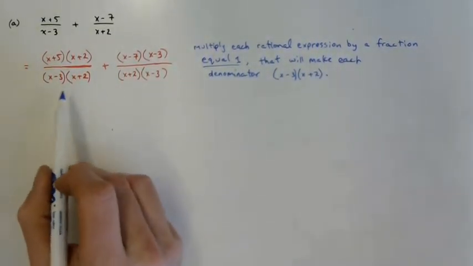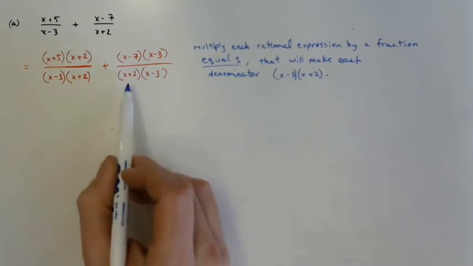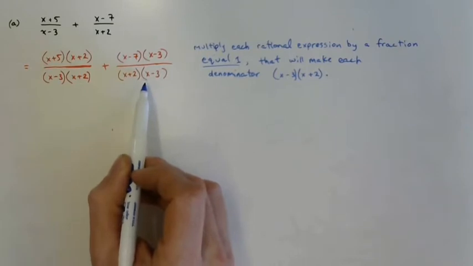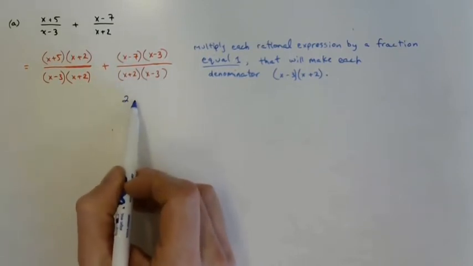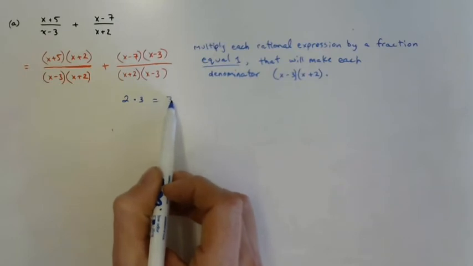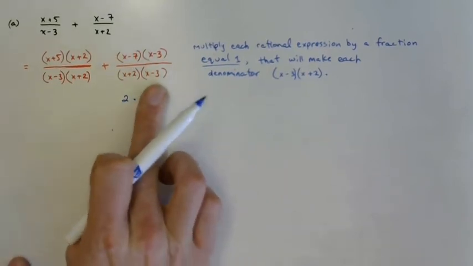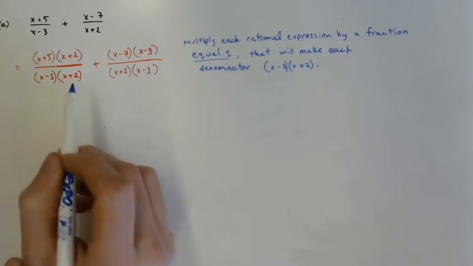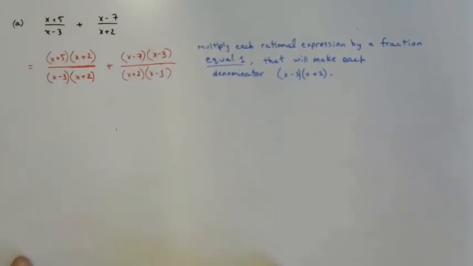Well, you look at it and you say, oh, this one is x minus 3, x plus 2, but this one is x plus 2, x minus 3. Is that a problem? No, because multiplication is commutative. So these are exactly the same. 2 times 3 is the same as 3 times 2. And so you can do the same thing with this factor times that factor, which is the same as factor 2 times factor 1. Makes no difference. Good? Now, at this point, we have a common denominator.